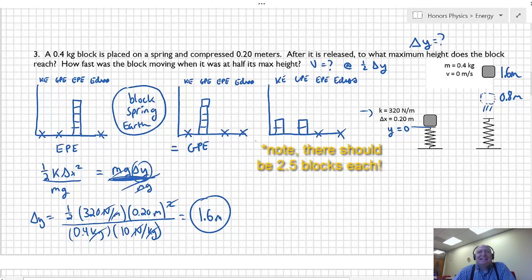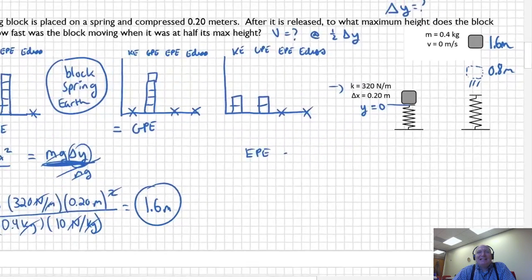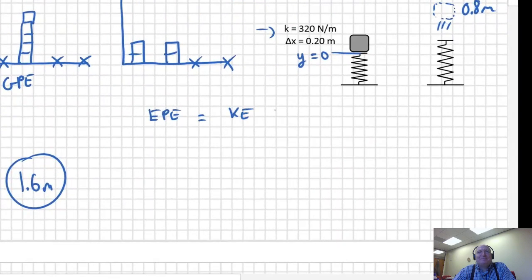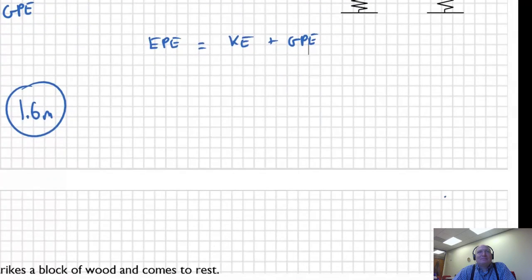And so now I'm going to make a new energy expression, okay, for my part 2 here, and that shows that the EPE is equal to the KE plus the GPE when it's halfway up. And so now I need to write a new expression. Now you may, depending on how you solve this problem, you may have already solved for the EPE earlier. Cool. I'm just going to go ahead and plug in my whole expression here.